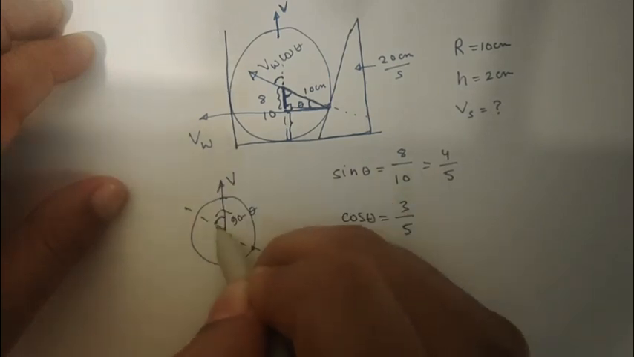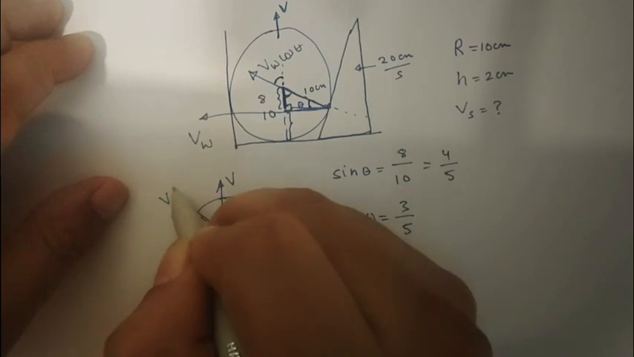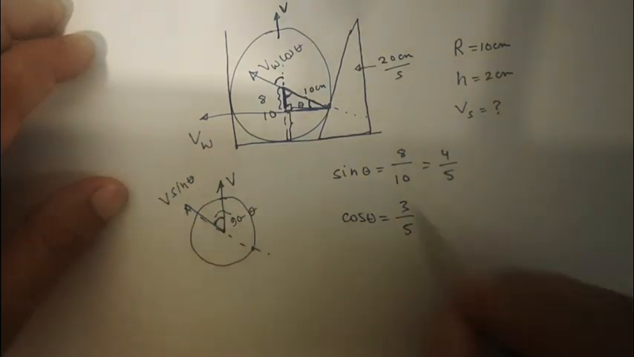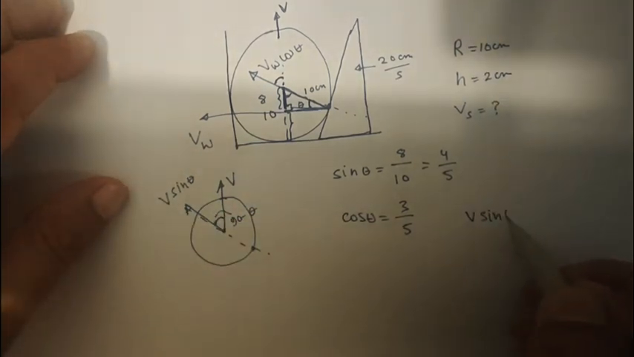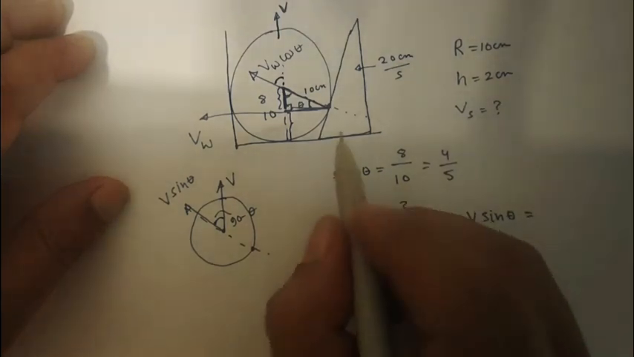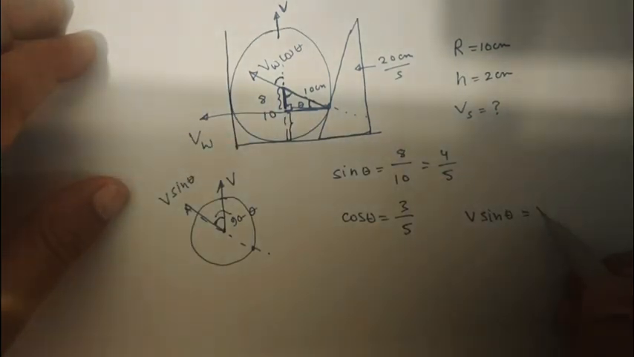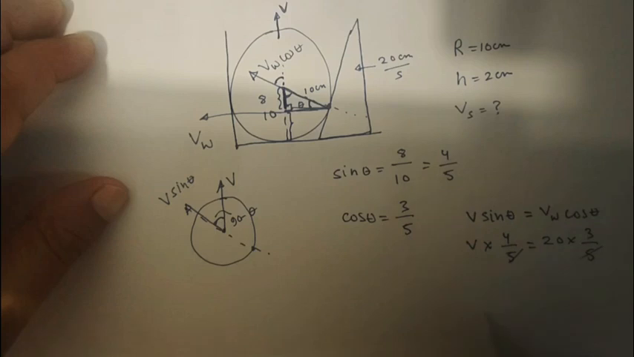So the component of this velocity here will be V cos(90 minus theta), which is V sin theta. Thus this velocity component, V sin theta of the sphere, must be equal to the component of velocity of the wedge along this normal, which is VW cos theta. Now sin theta is 4 by 5, velocity of the wedge is 20, cos theta is 3 by 5. So the velocity of the sphere will be 20 times 3 by 5 over 4, which gives 15 centimeter per second, right?